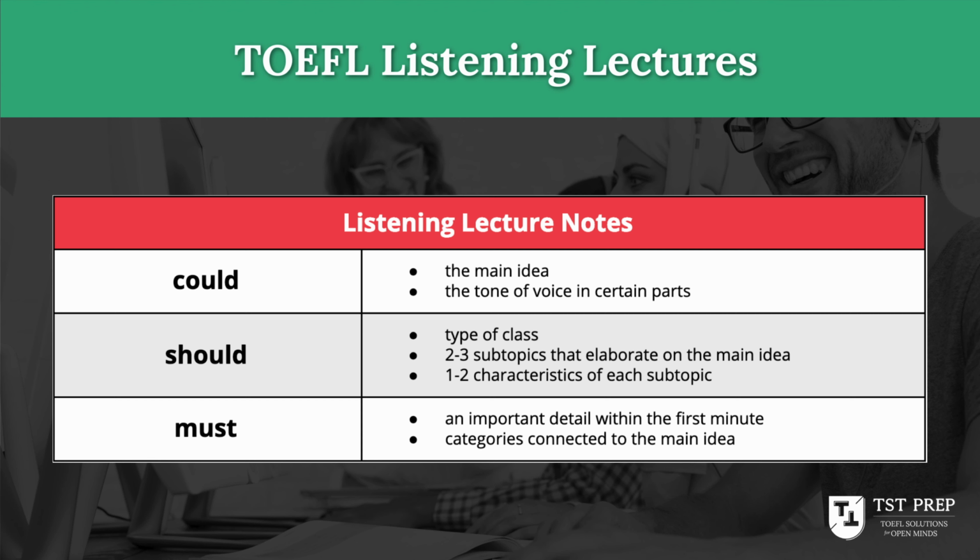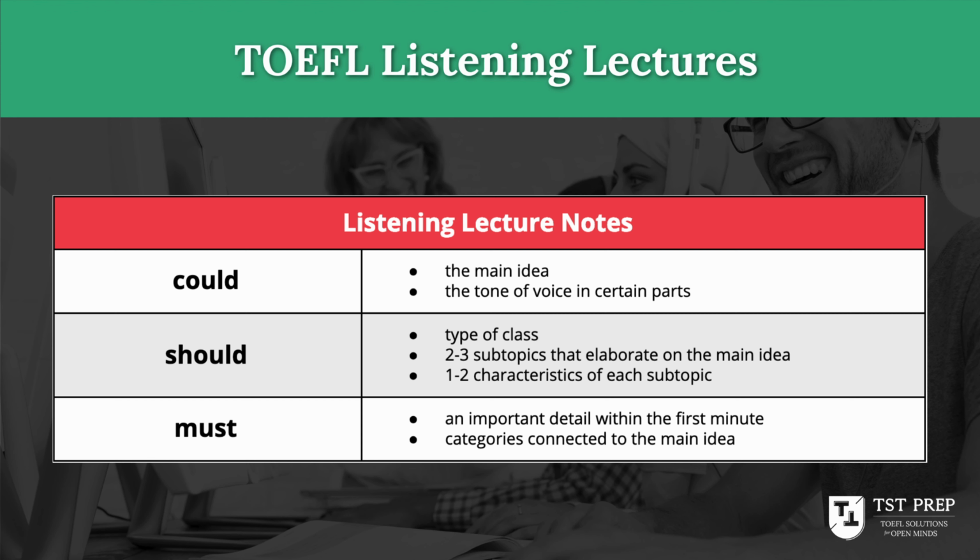So those are the things you want to write down. And it's similar to the should category, the 2 to 3 subtopics that elaborate on the main idea. That's pretty important to write down. So this should and must, I would say, is pretty closely connected. So try to write down in the should category these things, the type of class. So is it a business class, an economics class, a history class? They'll say it in the beginning.